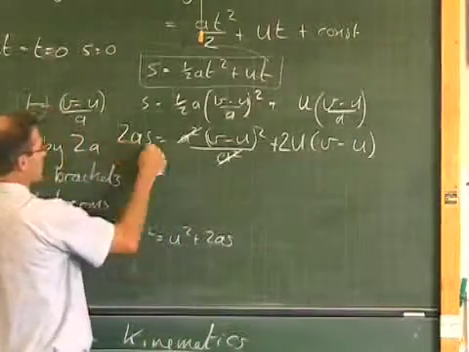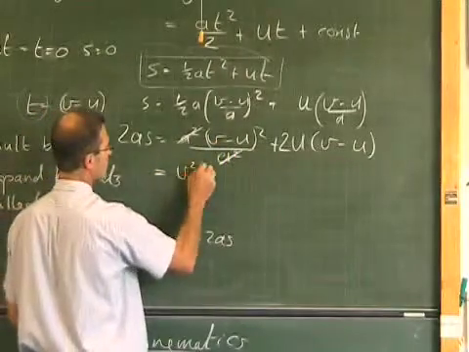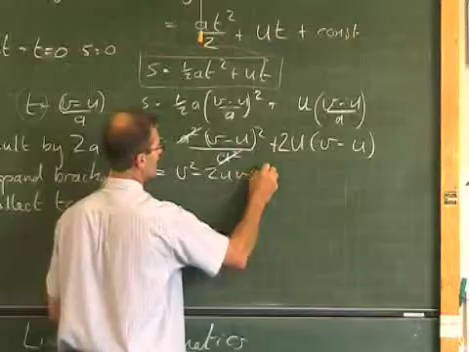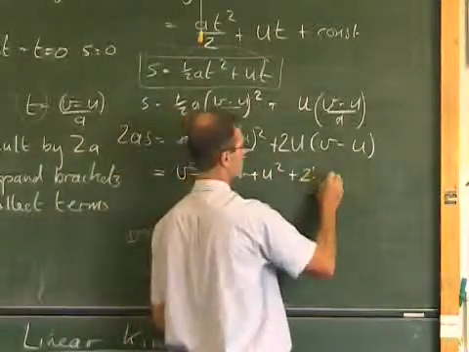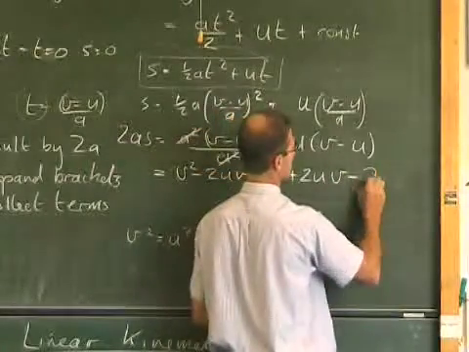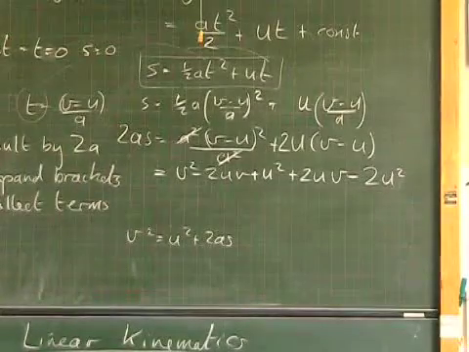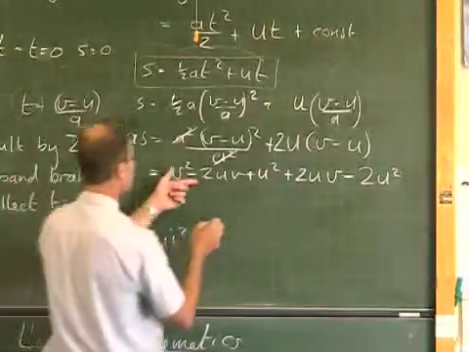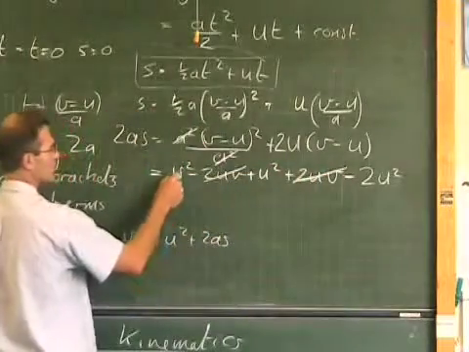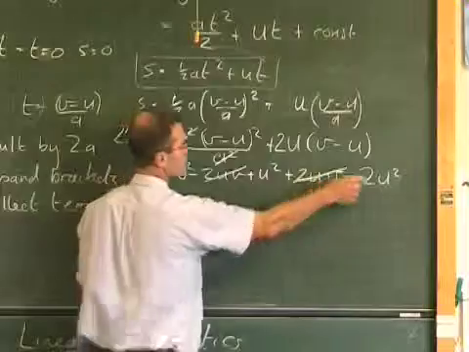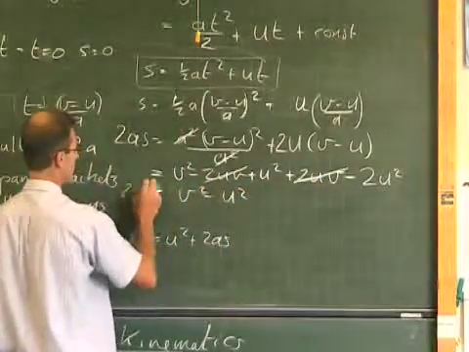So this is looking promising. I've got 2as on that side. Over here, v minus u squared, v squared minus 2uv plus u squared plus, expanding this bracket out, 2uv minus 2u squared. I've got, the nice bit is that the 2uv minus plus 2uv cancels. I've got v squared there. I've got a plus u squared. I've got a minus u squared. So we've got v squared minus u squared equals 2as.